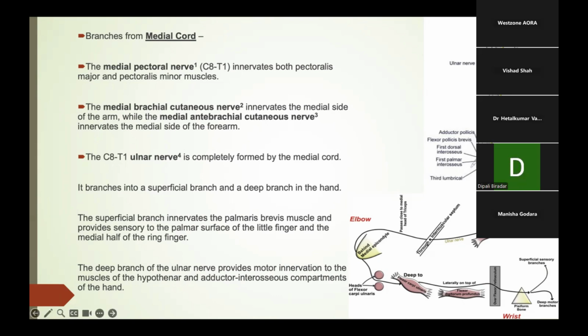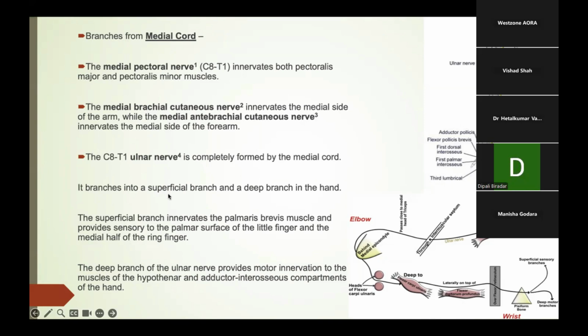As we can see here from the shoulder, it exits from the brachial plexus medial to the axillary artery, from the medial cord, and then it traverses over the coracobrachialis and through the intermuscular septum. It passes close to the medial head of the triceps. At the elbow level, it is behind the medial epicondyle, and it then travels towards the heads of the flexor carpi ulnaris. Then later on, it goes under the flexor carpi ulnaris, and then laterally on top of the flexor digitorum profundus. And then later on, it gives the superficial sensory branches as well as the deep motor branches.